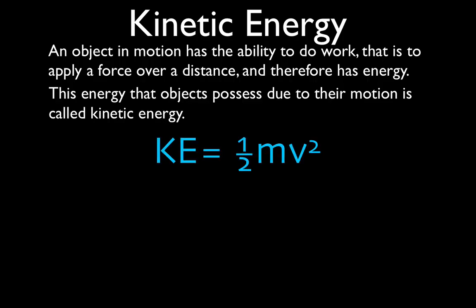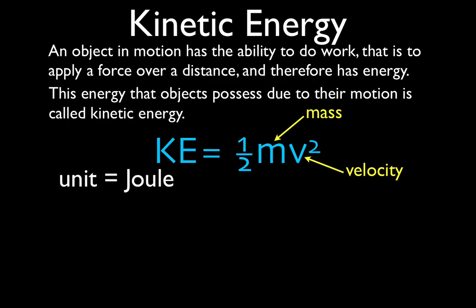Now, this is the equation we use for kinetic energy. To calculate kinetic energy, KE is equal to 1/2 mv squared. M stands for the mass. V stands for the velocity, and you're going to square the velocity and only the velocity. So it's 1/2 times the mass times the velocity squared. It doesn't matter in what order you put those three terms into your calculator because it's all multiplication, but you have to square just the velocity, 1/2 mv squared.